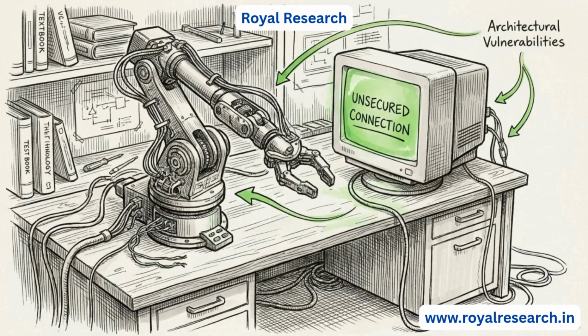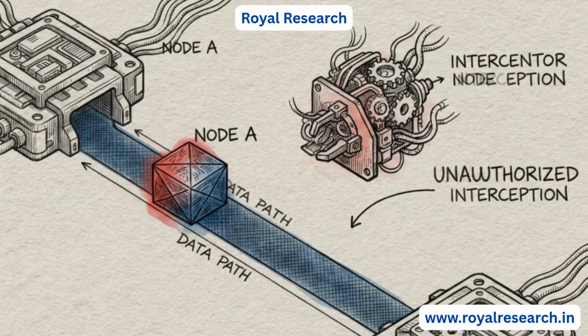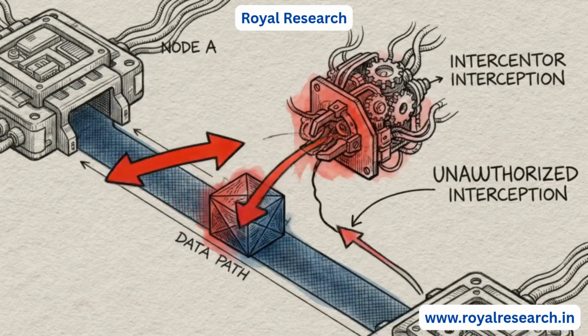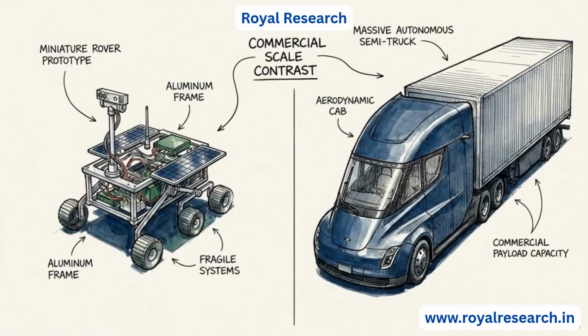ROS1 also faced security challenges, as it was a research-focused framework that lacked built-in protections for distributed systems. This created enterprise risks, where unprotected data packets could potentially be intercepted or manipulated as they traveled across the network graph. While ROS1 was a triumph for academic prototyping, its architecture could not meet the stringent demands of commercial autonomy.